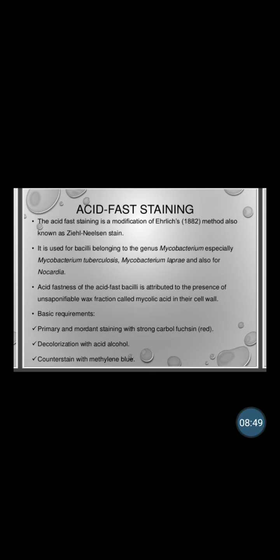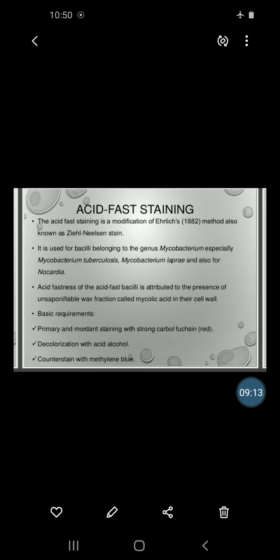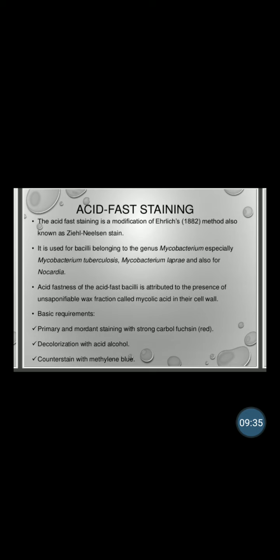Then we will see the basic requirements. First, the primary stain, or modern stain, is strong carbol fuchsin, that is red, then decolorization with acid alcohol, then counterstain with methylene blue. Yes, for acid fast staining or Ziehl-Neelsen staining, the primary stain is strong carbol fuchsin. Then for decolorization, use acid alcohol, and for counterstain, use methylene blue. Keep in mind these stains.